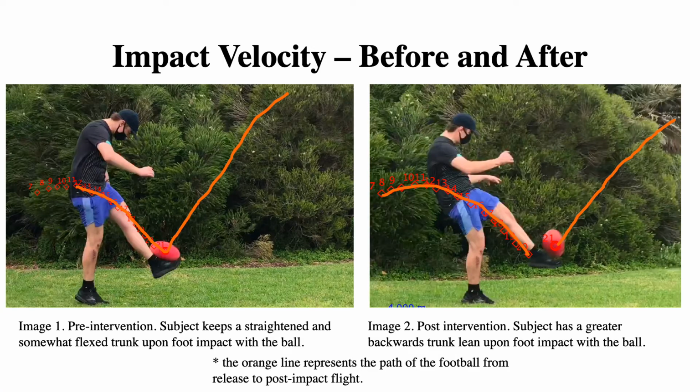So here we have 2 images of the subject's initial impact with the ball, which have been taken from the video recordings. The flight path of the ball from being dropped to post-impact flight is represented by the orange line in both images. On the left, we see the technique of the subject before the intervention strategy was instructed, and as we can see, the subject has a rather straight, if not somewhat flexed trunk upon impact with the ball, while on the right, following the intervention instructions of leaning back, we see a much greater backwards lean of the participant's trunk upon impact with the ball.